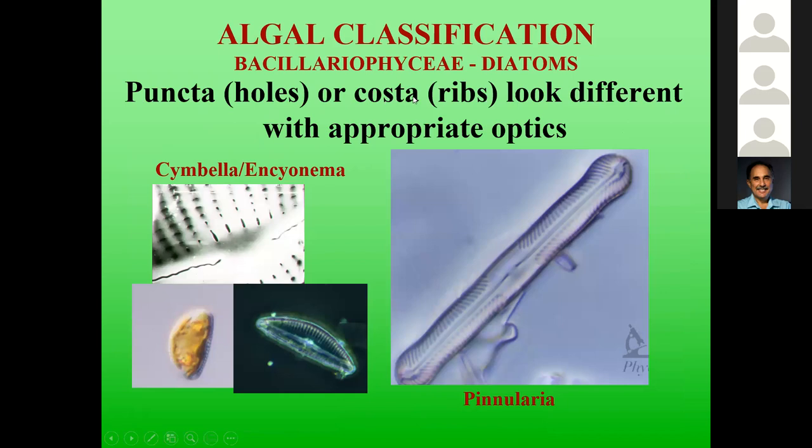Puncta, holes, or costae, ribs, will look different with the appropriate optics. I mean, there's obviously holes punched in there. This doesn't have holes. If you blew it up closer, you might think there'd be some, but they're not. They're just thickenings of the cell wall that create these images.